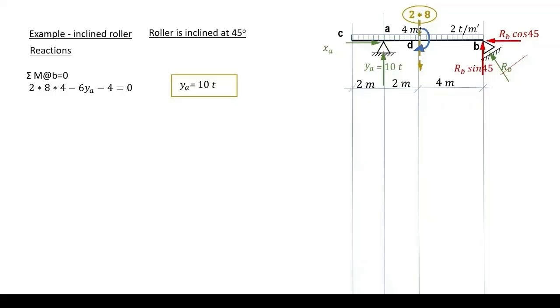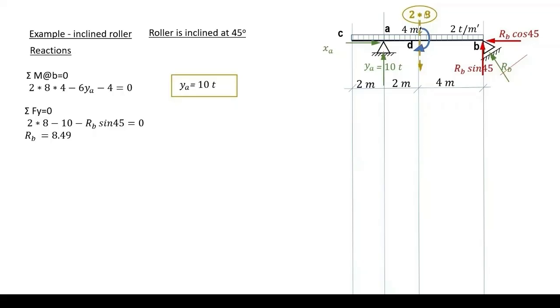To get the reaction at B, consider forces in the vertical or the y direction to be 0. You can choose any direction to be a positive direction, and the opposite will be a negative direction. This is applicable because the equation in the end is equal to 0.